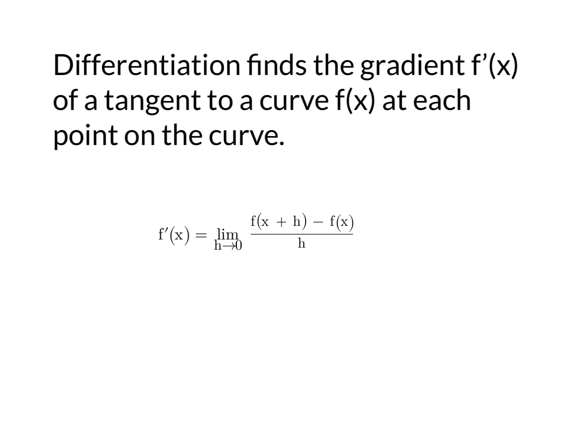So differentiation enables us to find the gradient of a tangent to any curve at each point on the curve. At some points we'll focus just on a particular point, and to find it using the long method, which is differentiating from first principles, f dash of x, which represents the gradient, is equal to the limit as h approaches 0 of f of x plus h minus f of x all over h.